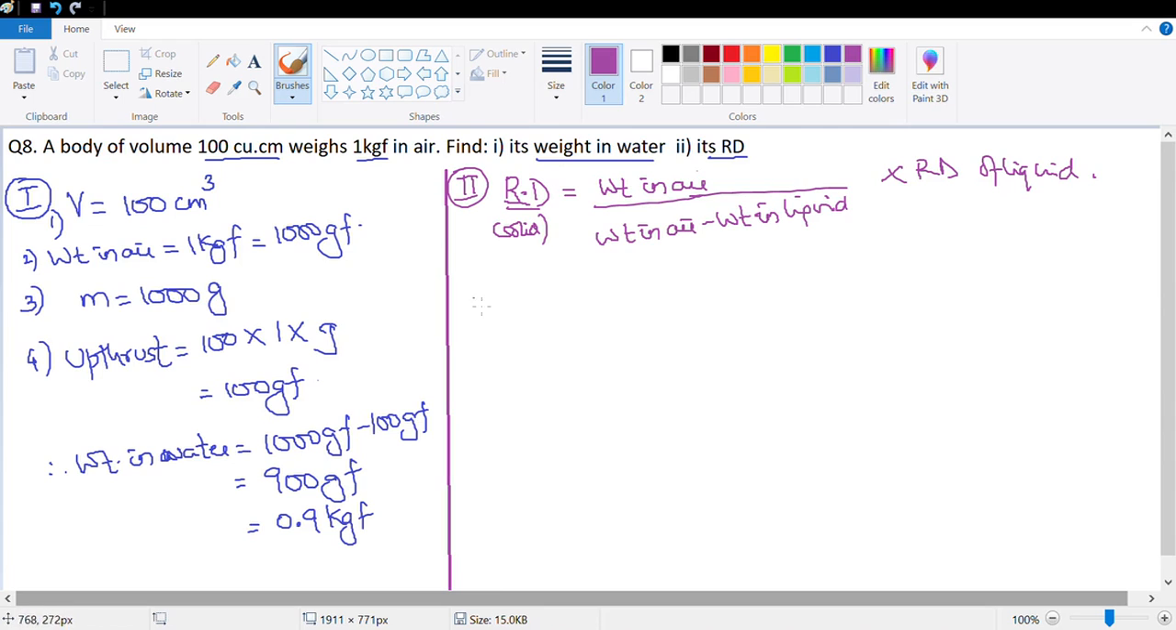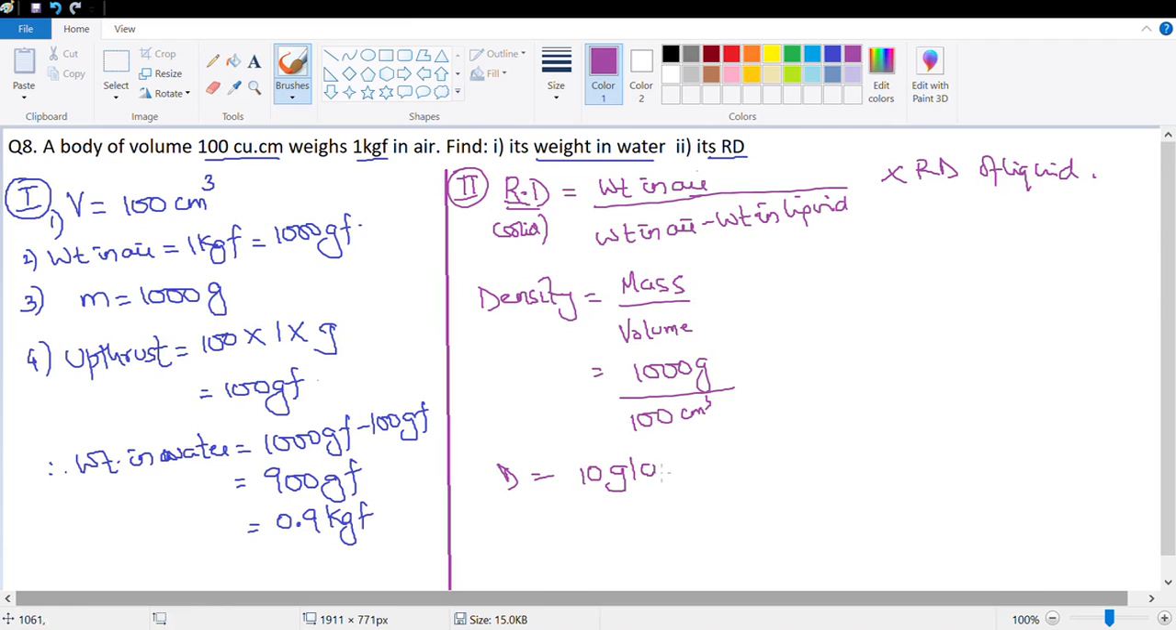So density is equal to mass upon volume. Both the mass and the volume are given. If I take the mass as 1000 gram upon volume 100 centimeter cube, therefore, density of the body becomes 1000 upon 100, that's 10 gram per centimeter cube, which means a relative density of body is 10. So that answers the first part of the question.